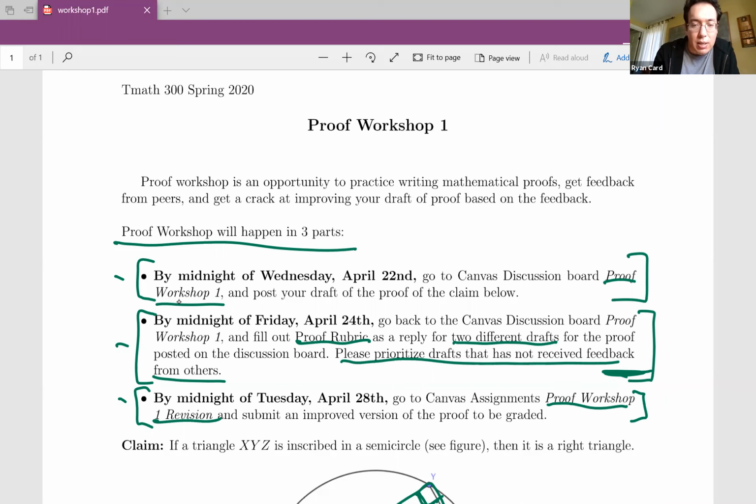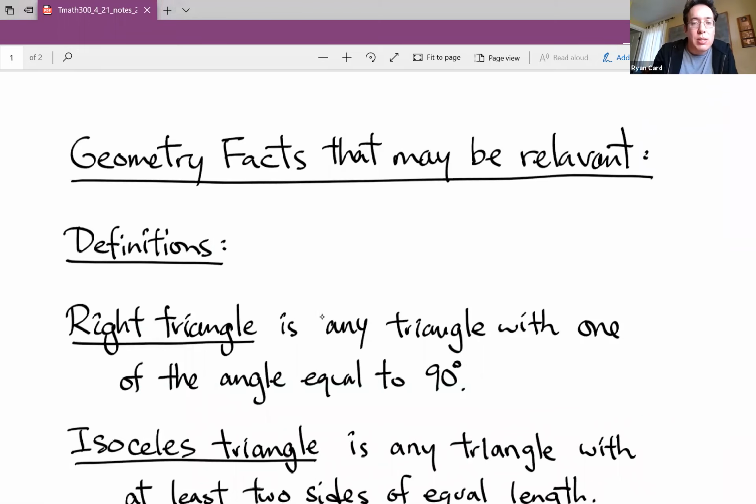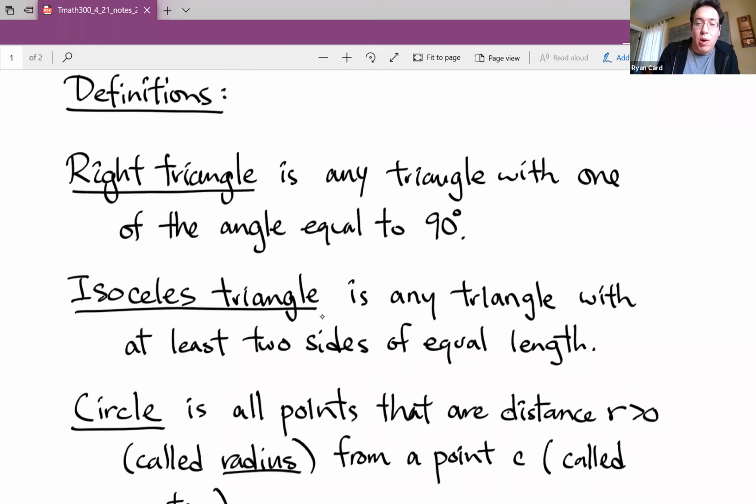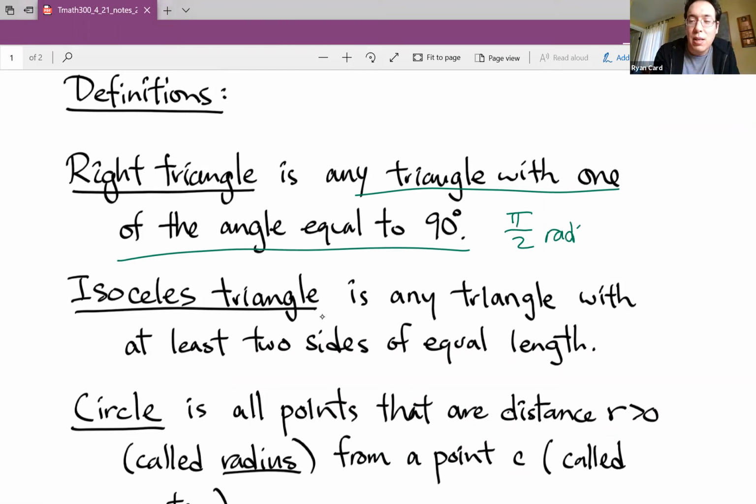Let's look at the facts you might need. Here are some geometry facts that might be relevant to the problem that's posted. One is the definition of a right triangle. Any triangle with one of the angles exactly 90 degrees is a right triangle. If you want to work with radians, that's perfectly fine. That would be pi over 2 radians instead of 90 degrees. I have no preference about using the degree system or the radian system, so either is okay for this problem.